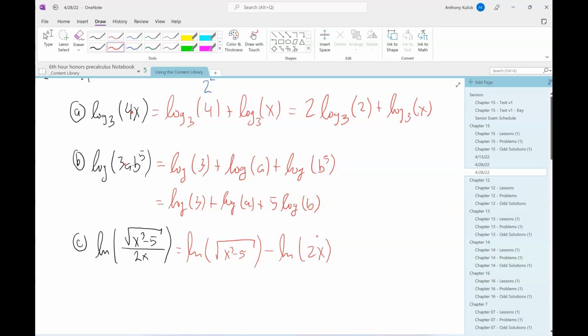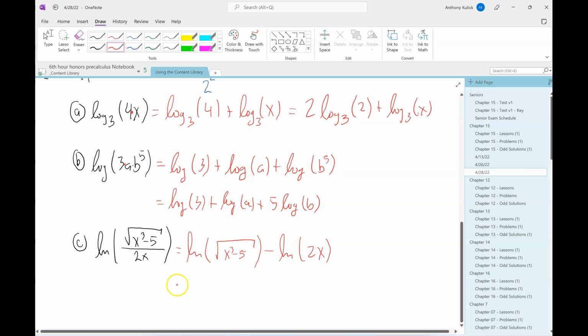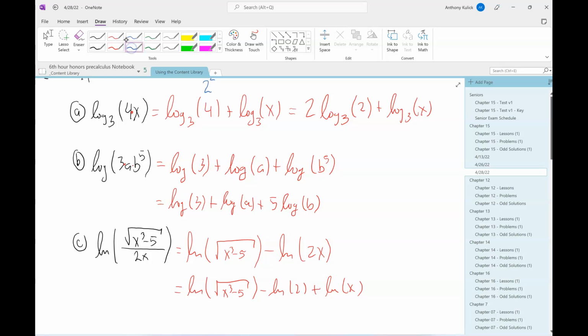Looking at the natural log of the square root of x cubed minus 5 and the natural log of 2x, do we see any quotient properties? No. Product properties? Okay, how many product properties? 1, where at? With the 2x, all right? So we do that. How's that looking? Look good to you guys?